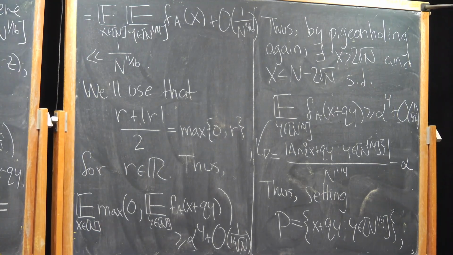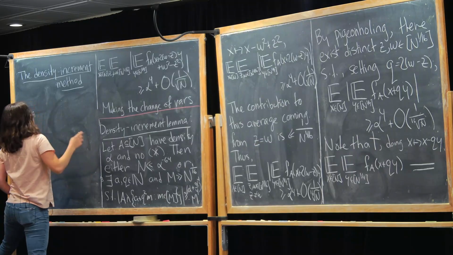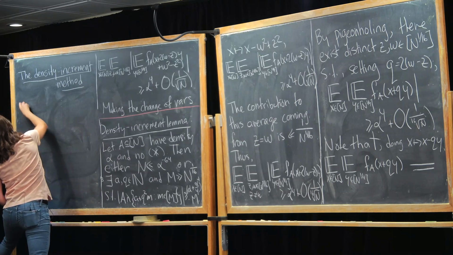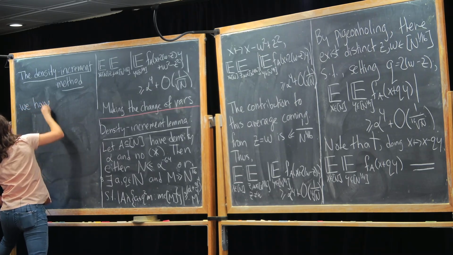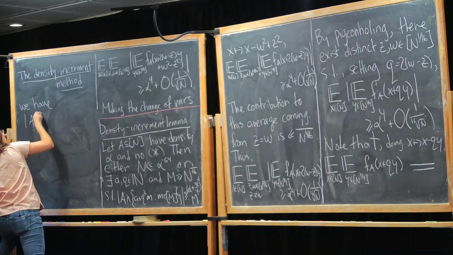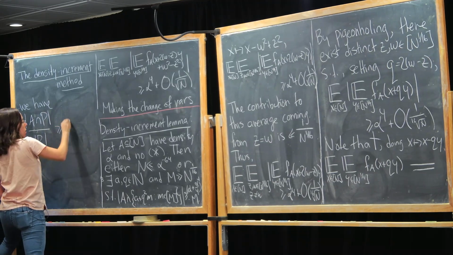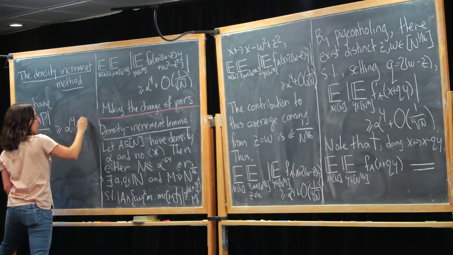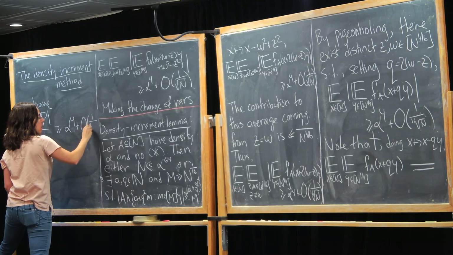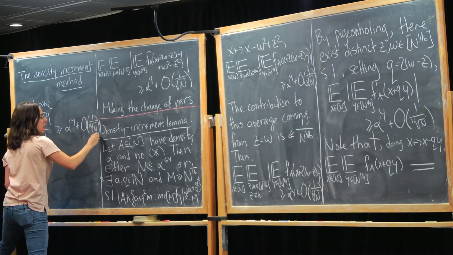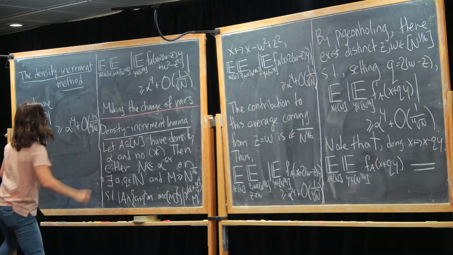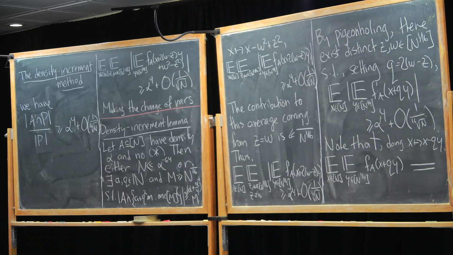Okay, so now we've given a name to our progression. What we have is that A has increased density on P. So this is almost what we want, but the issue is we wanted.